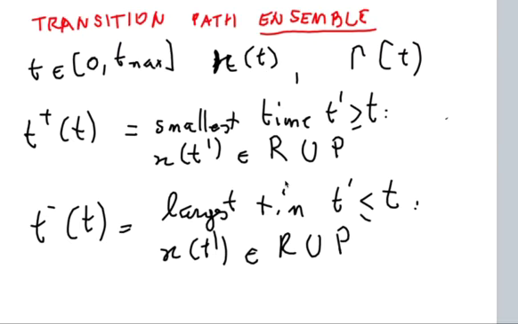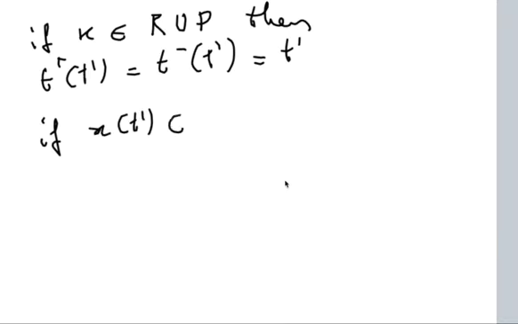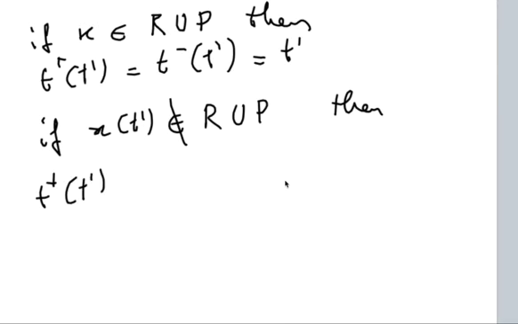So the first observation we want to make is that if x belongs to R union P, then t plus of t prime equals t prime, and t negative of t prime equals t prime. Conversely, if x of t prime is actually not in either of the two regions, then t plus of t prime is not t negative of t prime.